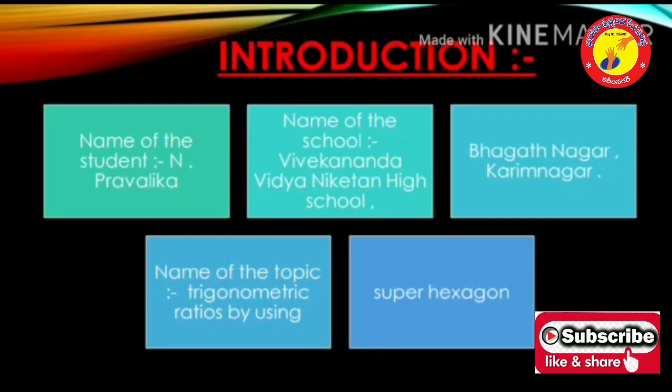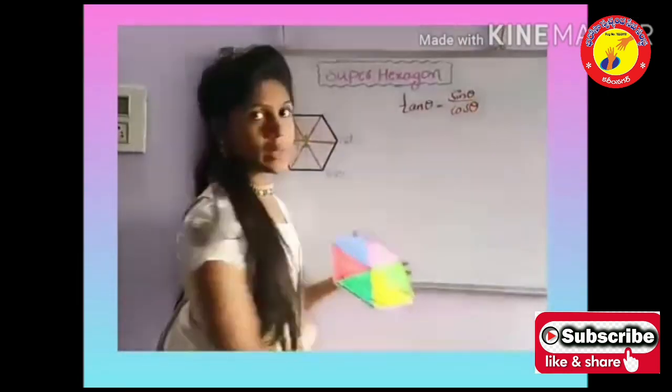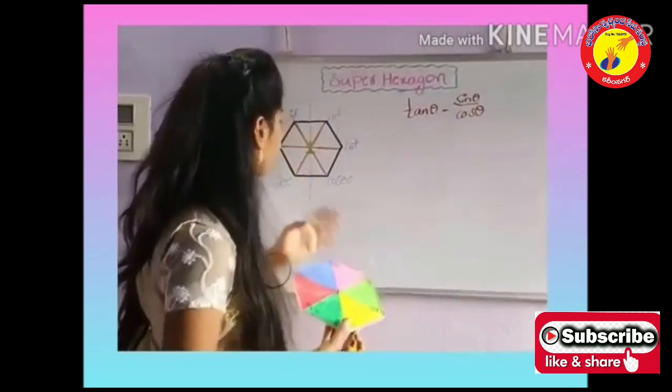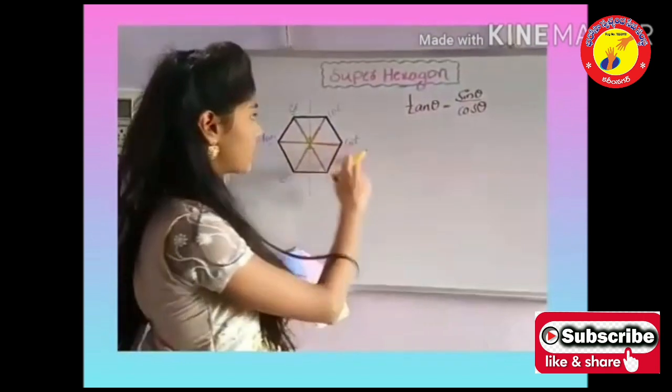We get confused and can't remember the trigonometric ratios, right? To make it easy, I'll share a trick. Here we know that tan theta is equal to sin theta by cos theta. And the reciprocal of tan is cot theta.